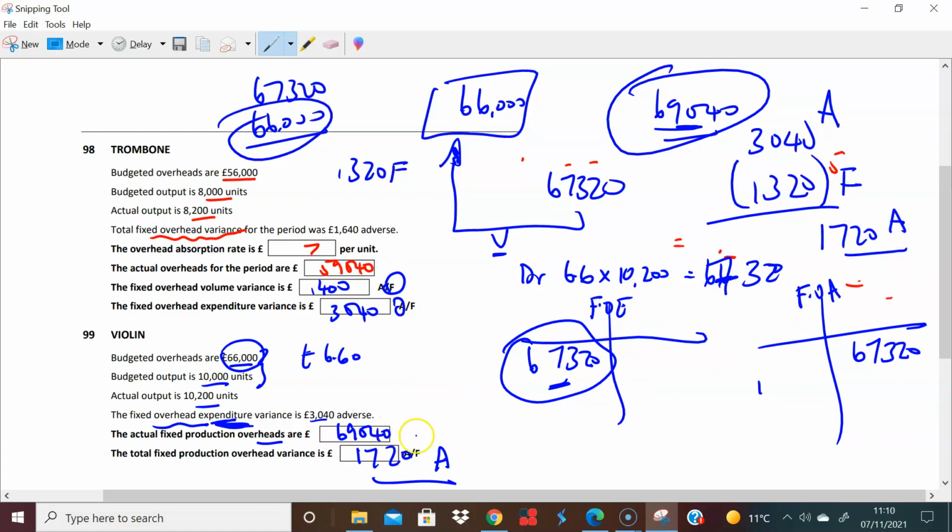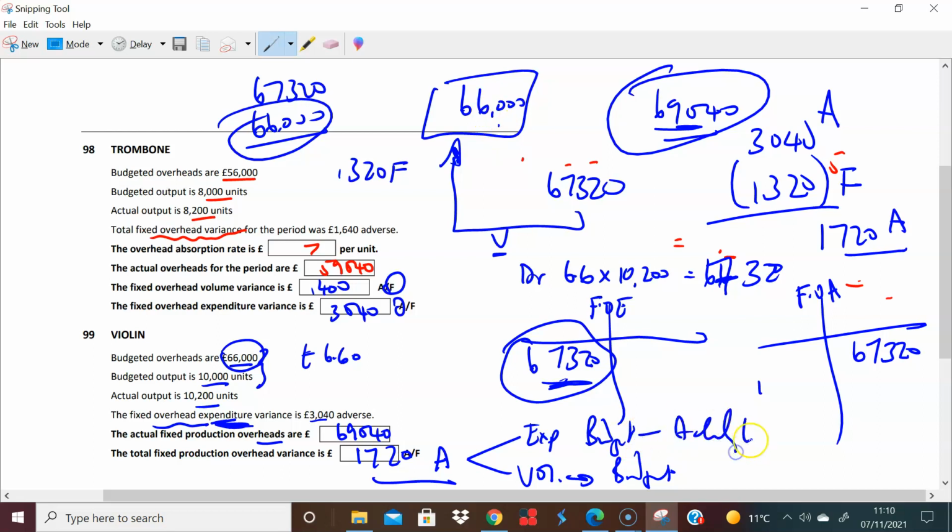So language is so important. The fixed production overhead variance, which is what it appears like when you prepare your accounts, is this thing here. But when you break it up, you break it into an expenditure variance and a volume variance. And what is the volume variance? Simply taking this figure back to the budget. And the expenditure variance is simply comparing that budget with what actually happened. Hope that's clear.